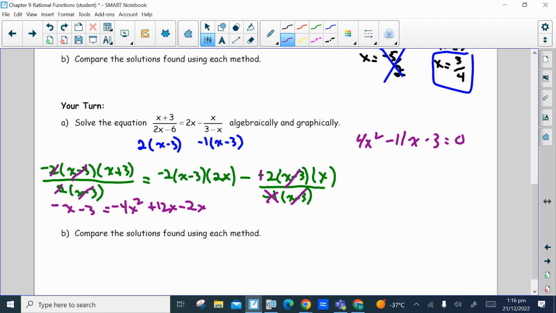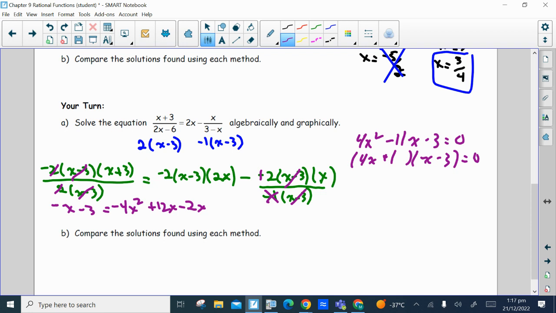And once again, this one can be factored. The front terms need to multiply to get 4x squared. The last terms need to multiply to get negative 3. If we put a plus 1 with the 4x and a minus 3 with the x, the last terms multiply to get negative 3. The outer product is negative 12x. The inner product is plus 1x. Negative 12 plus 1 is negative 11x.